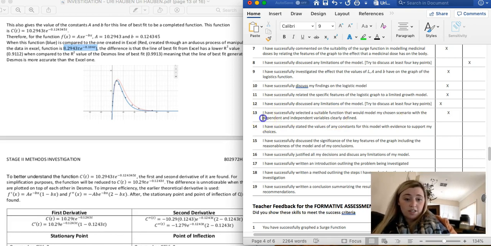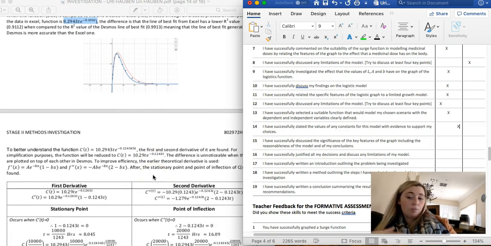You probably also need to discuss your dependent and independent variables. As I have successfully stated the values of any constants in the model with evidence to support my choices, I think that's where we just need a little bit more, to use what you found in part A to come up with the values using your data. Key features of the graph, I think you've done that quite well, and I think you've done your limitations quite well as well. We'll probably discuss that further.